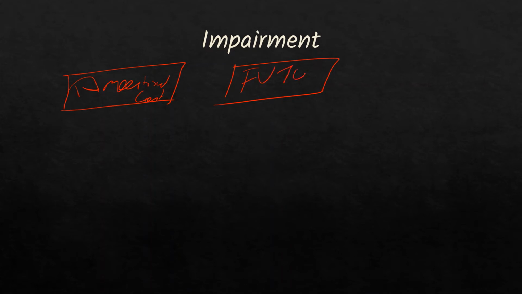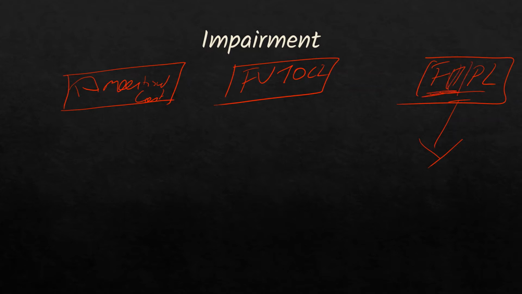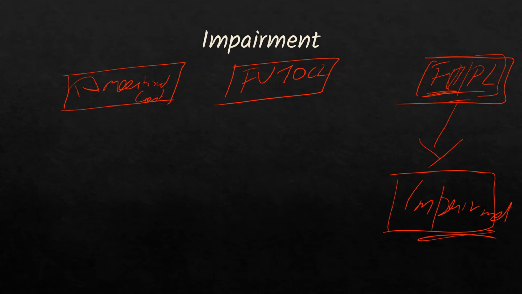Okay, let's summarize. So we can divide our assets into three categories, that is amortized cost, second is fair value through OCI, and third is fair value through P&L. So in the case of fair value through P&L, you'll always be showing your asset at fair value and changes recorded in P&L. There is no question of impairment. There is no need to take any additional charge to P&L. So it does not apply to this because you're already showing it at fair value and you are taking all the changes in the fair value to the profit and loss account.